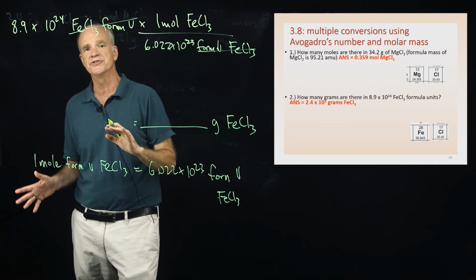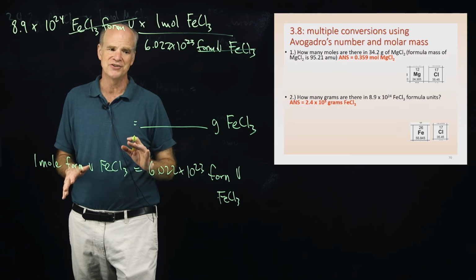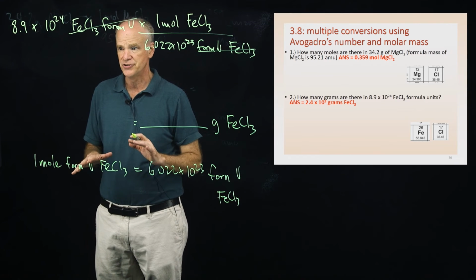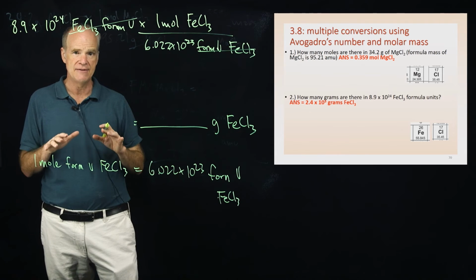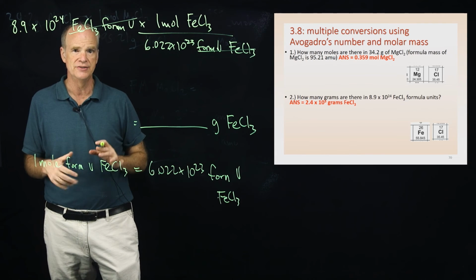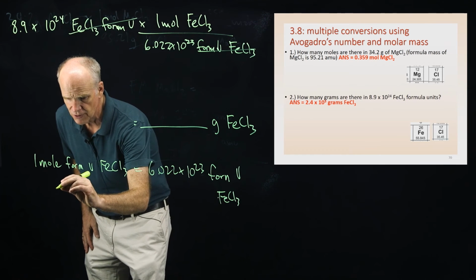And so now what we want to do is convert moles of iron chloride to grams of iron chloride. So you're going to have to work out the molar mass of iron chloride. Let's remind ourselves how we do that. We have to add up the average atomic masses of iron and then chlorine 3 times. Okay, so iron is 55, so let me write this down.